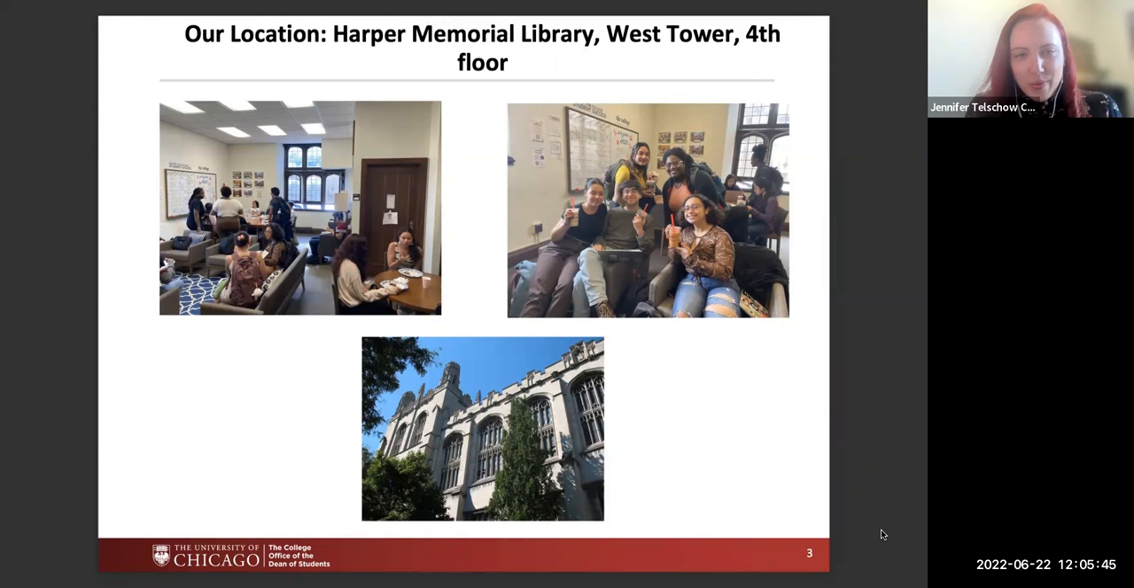So CCSS is in Harper Memorial Library, kind of in the center of campus in the West Tower on the 4th floor. I know that's a lot, so if you ever want to stop by, just make sure to look up where we're at. These are a few pictures of our center. We do have a study space, we have a lounge, all of our offices are here, so you can come stop by and say hello. And then we also have free coffee and snacks and study supplies available to all students.